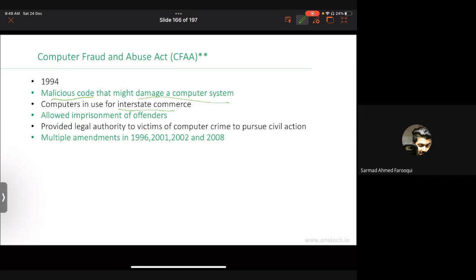And there were multiple amendments carried out to the Computer Fraud and Abuse Act. The question generally comes: which was the first law which looked into computers? Then you will know that the first law was the Computer Fraud and Abuse Act. Remember that. Introduced in 1994. Such questions are not generally asked, but in some way it might figure out.